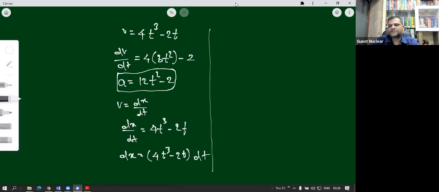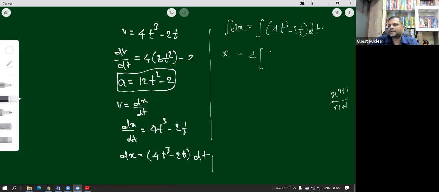So if we integrate this equation, then we get the integration of dx, which is equal to the integration of 4t³ − 2t dt. Correct? So the integration of dx is x, and what is the integration of 4t³? We know that 4 is a constant and can be taken out, and the integration of t³ is given by the formula for xⁿ, which is xⁿ⁺¹ upon n + 1.